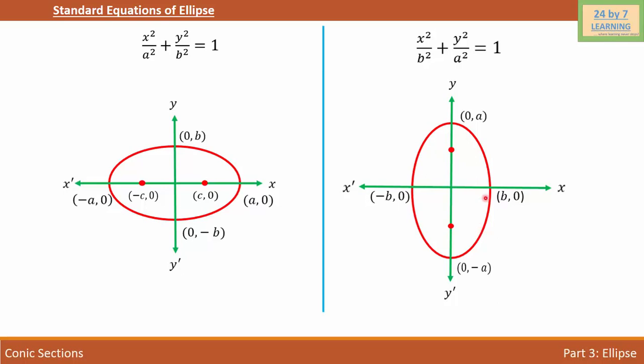As you can see, the coordinates of the vertices are (0, a) and (0, negative a), which simply means that the y-axis is my major axis, and the coordinates of the ellipse on the minor axis are (negative b, 0) and (b, 0). So basically, the x-axis is my minor axis. The coordinates of the foci, which are this point and this point, are (0, c) and (0, negative c). So this is how we graph or draw standard equations of ellipse, which are this equation and this equation.